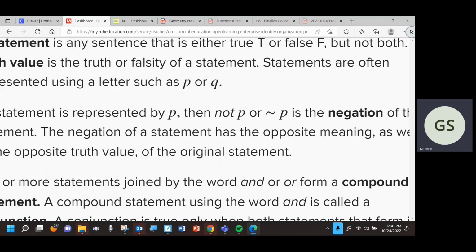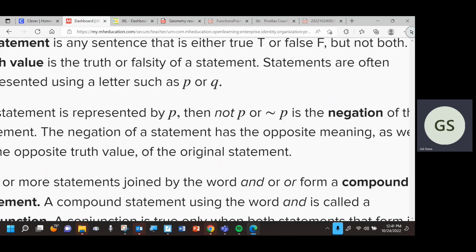So negation of a statement or negating a statement. Paying attention to these. You guys, I would be so mad if you're doing this and you ask me some of these same questions. And this is a lot of vocabulary.